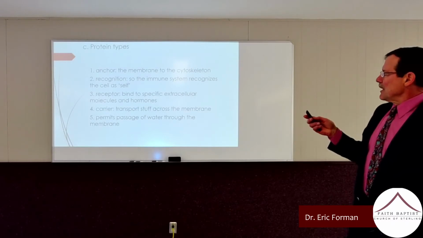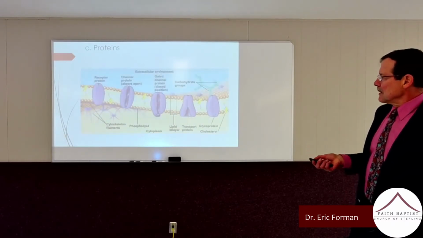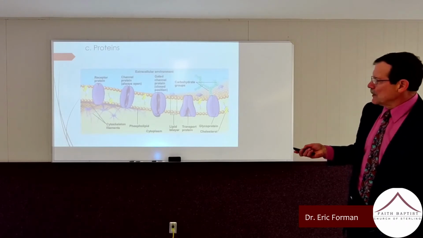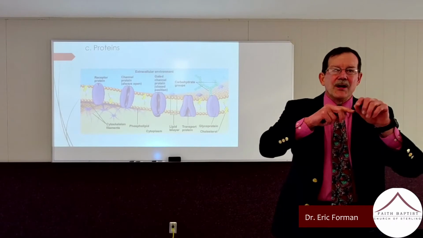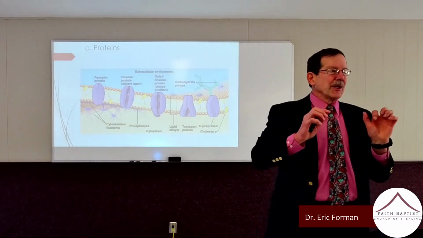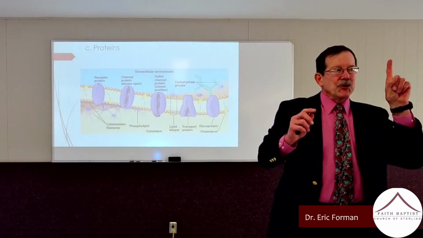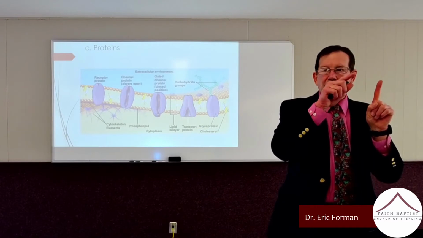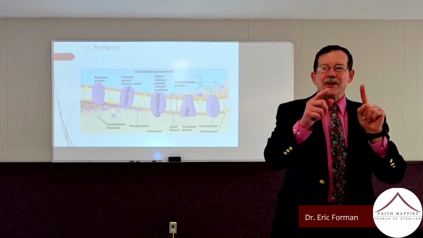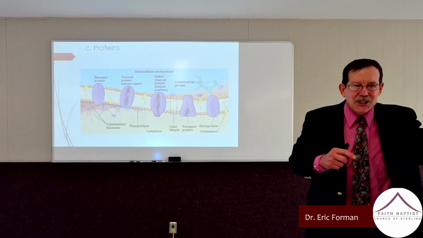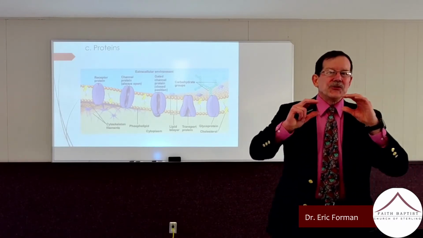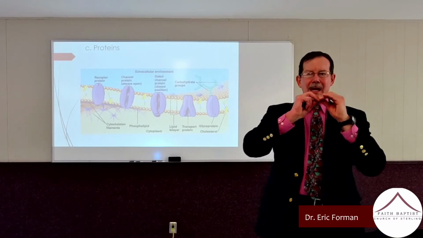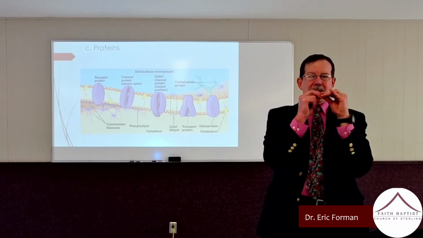These anchor the membrane to the cytoskeleton. Now, what we're going to see in a future picture, inside the cell, you have this matrix of tubes and strings. And those tubes and strings are made of proteins, and they actually make a skeleton inside the cell. The cell is so wimpy, it would collapse on itself and they would all be flat.